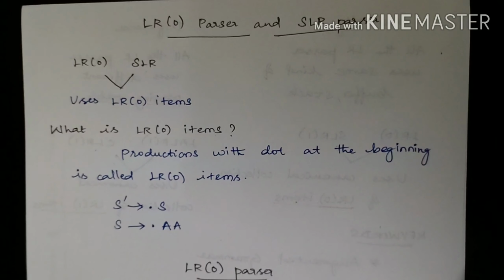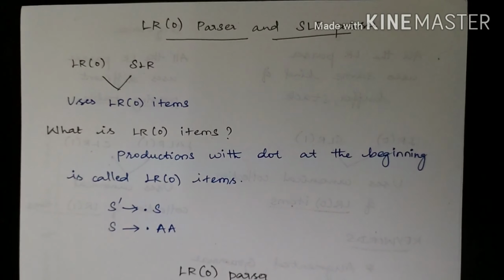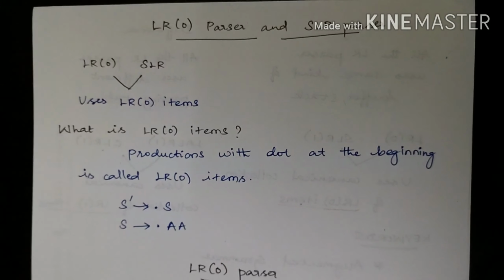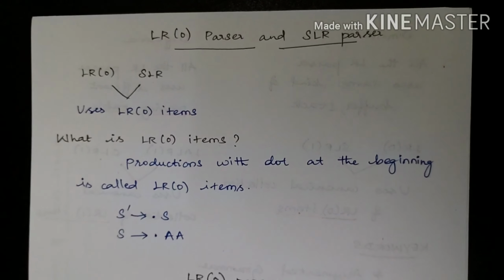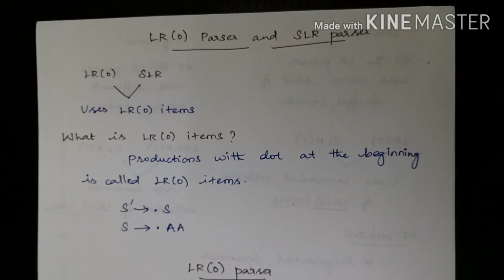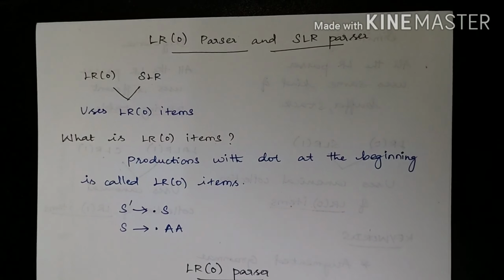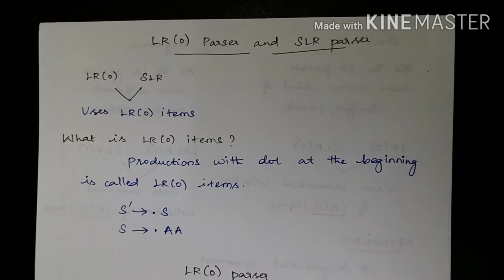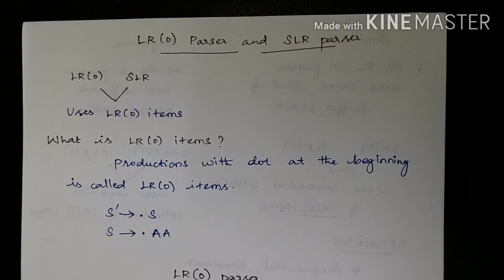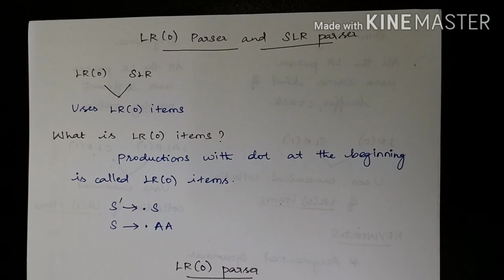This video is for BE CSE students, 3rd year, 6th semester, 2017 regulation. The topic is from the subject Compiler Design, Unit 2, which is syntax analysis. This video is the continuation of the Introduction to LR Parser, part 2 video. In this video, I am going to explain LR0 parser and SLR parser.